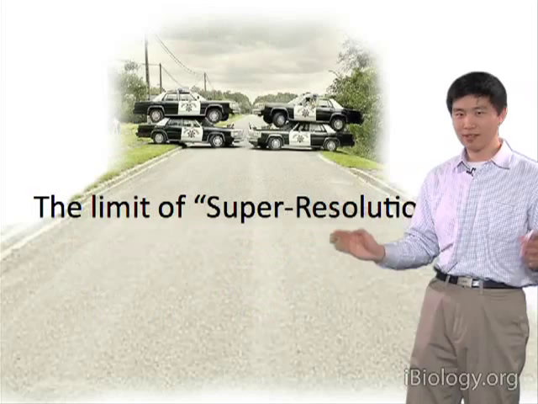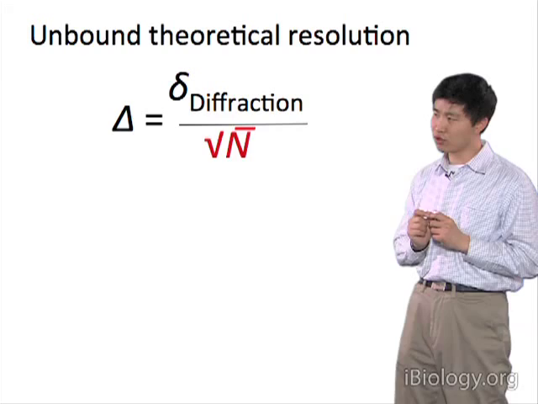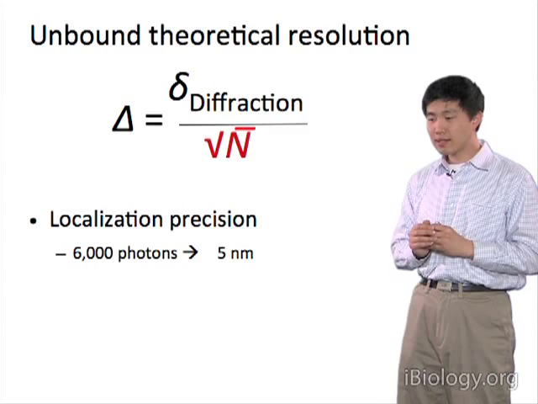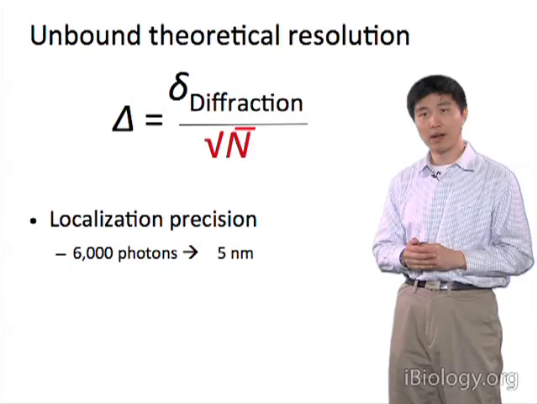So we've been talking about the advantages of super-resolution microscopy, and is there any limit to what we call super-resolution? Here we come back to our localization precision formula. We have an improvement over our diffraction-limited resolution, and this improvement factor is roughly the square root of the number of photons we can collect from the molecule. For our red cyanine dye, so far the brightest one, we can collect 6,000 photons in one photo-switching cycle, and that should give us about 5 nanometer theoretical localization precision.